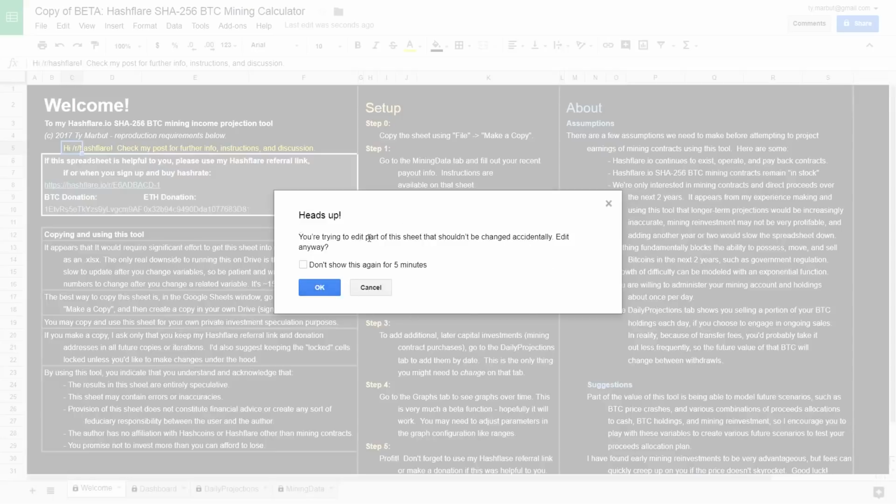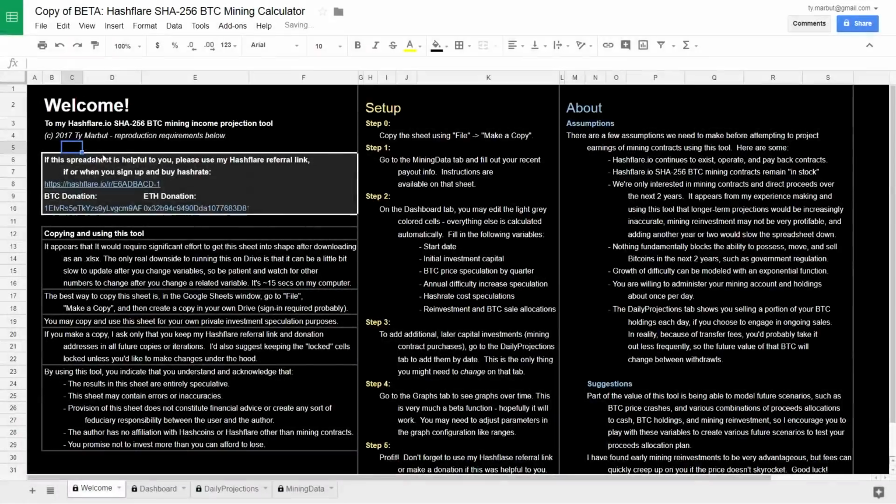If you go to edit anything in here that is in any of the locked cells, and I've locked them for you, you can unlock them, but I locked them so you don't make accidental edits. You just have to click OK, or you can say don't show again for 5 minutes if you want to make other changes. But honestly, I locked them for myself too, to make sure that I don't change formulas unless I actually mean to. So anyway, we did step 0.